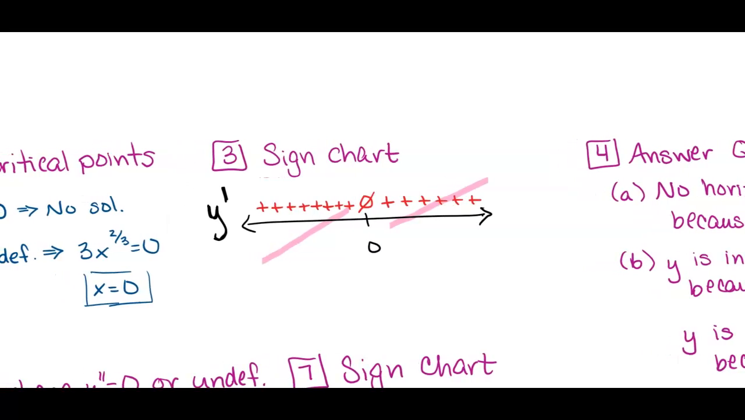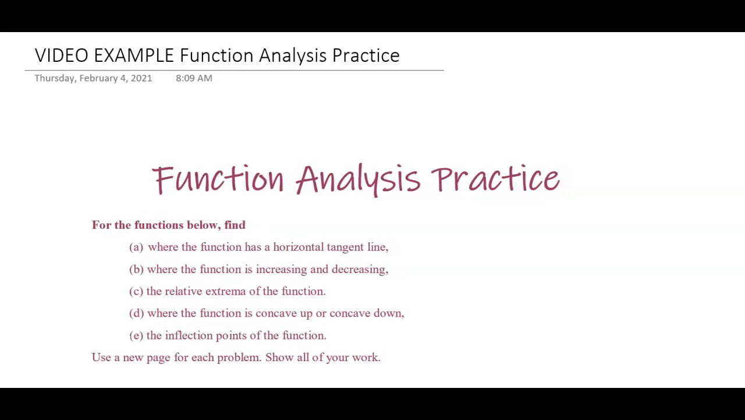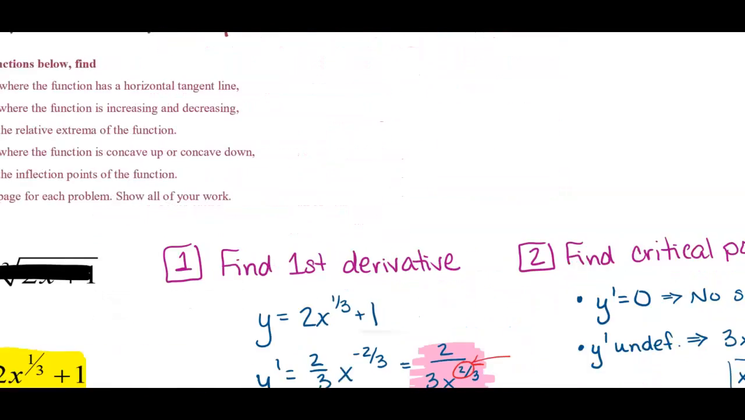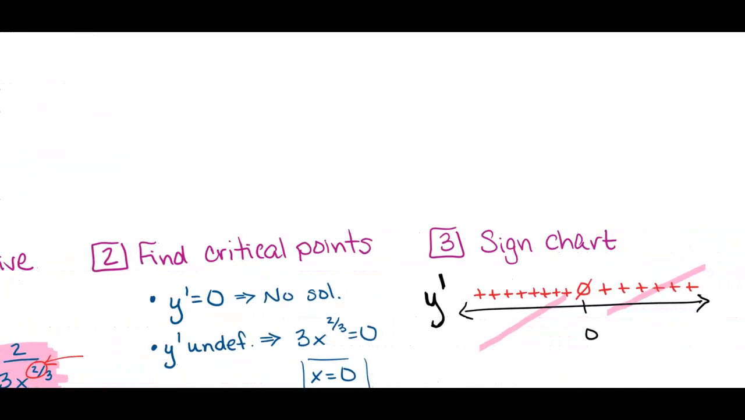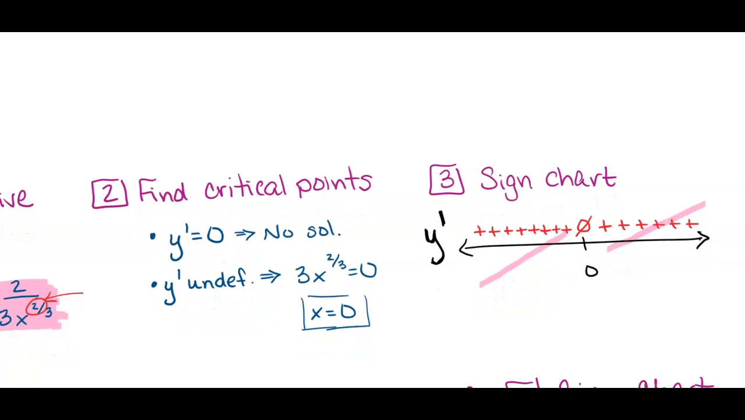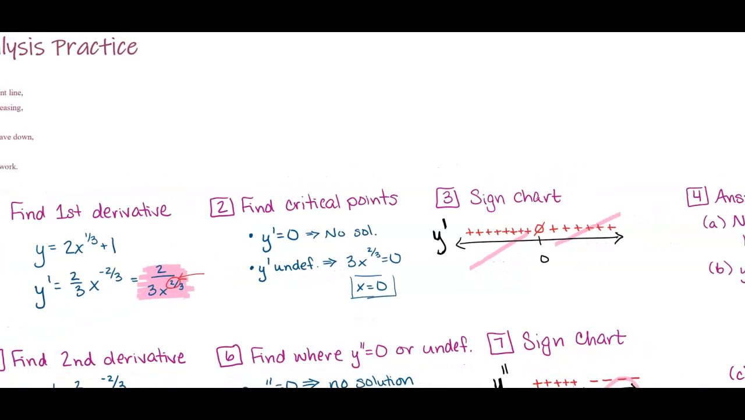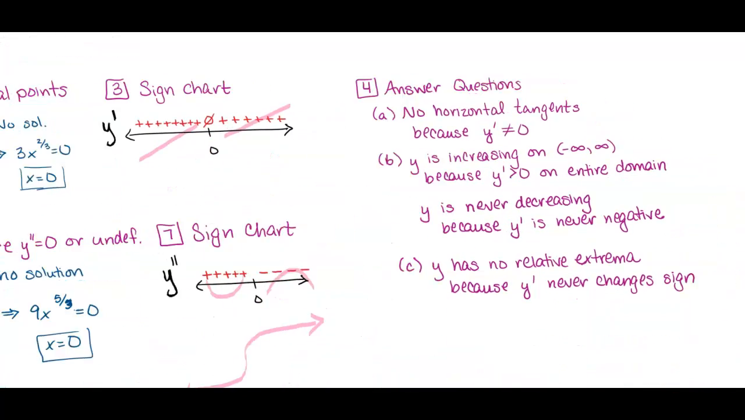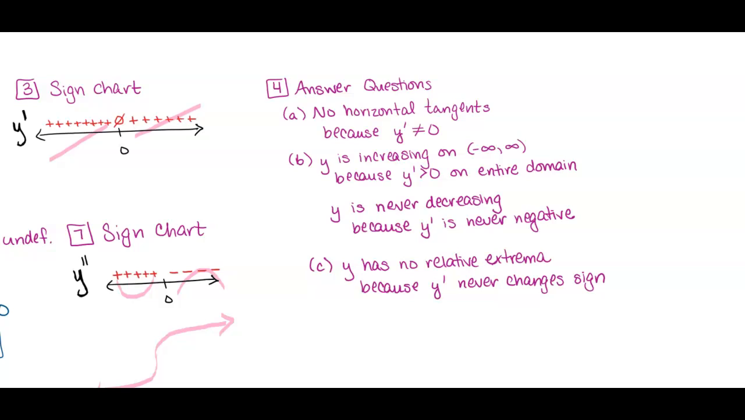Now the next question asks to find relative maximums and minimums, C, the relative extrema of the function. To find relative extrema, you're looking for a place where the first derivative changes sign. And that's going to happen at critical points. It can't change sign anywhere other than a critical point, but we only have one critical point and it's not changing sign there. So there's no sign change, which means there's no maximum or minimum here. So there's the answer to part C. Y has no relative extrema because y prime never changes sign. A sign change in y prime is the thing that tells you when you have a maximum or a minimum.